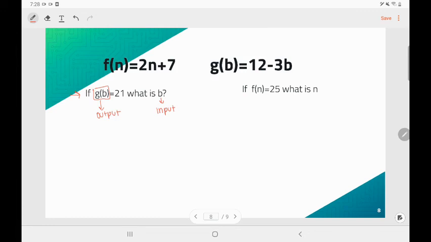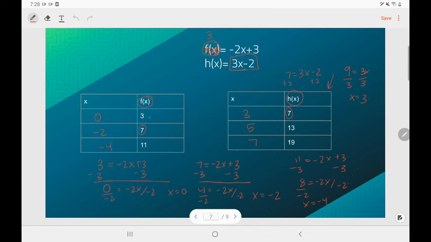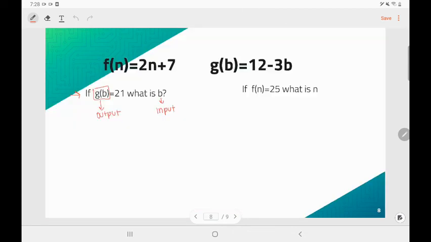So let's reread this with those two words. If the output equals 21, what is the input? Notice that this is the same question as this. They're giving me my output and expecting me to find my input. So what does that mean I'm going to do? If my output is 21, I'm going to take out g of b and replace it with 21 and equals my rule. And that should let me solve.